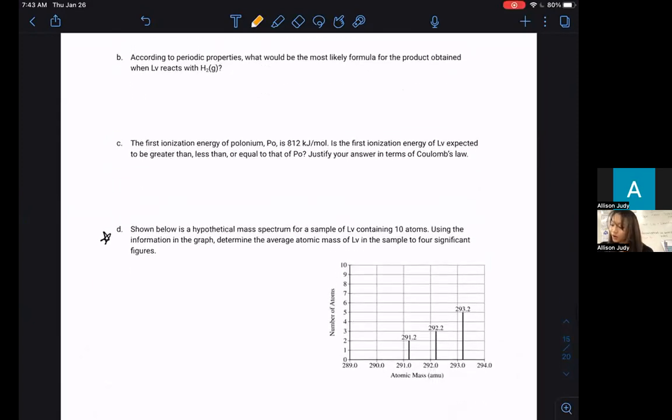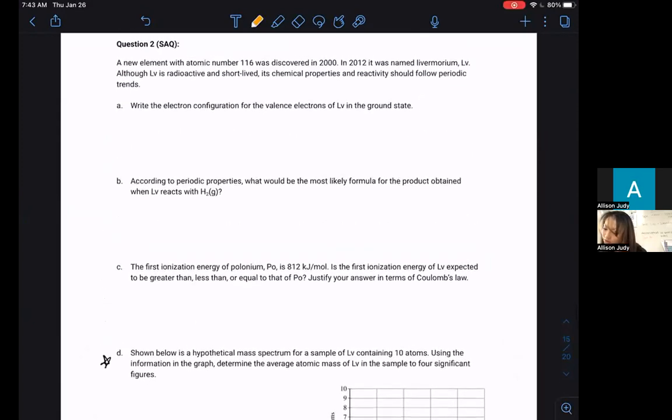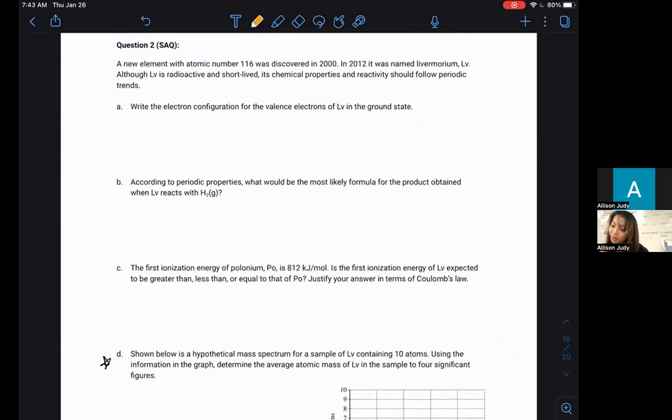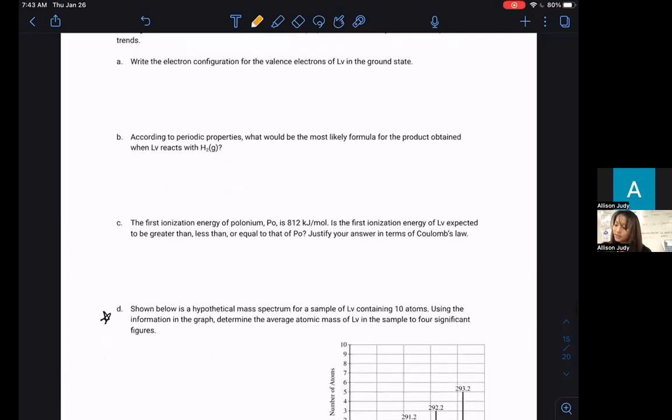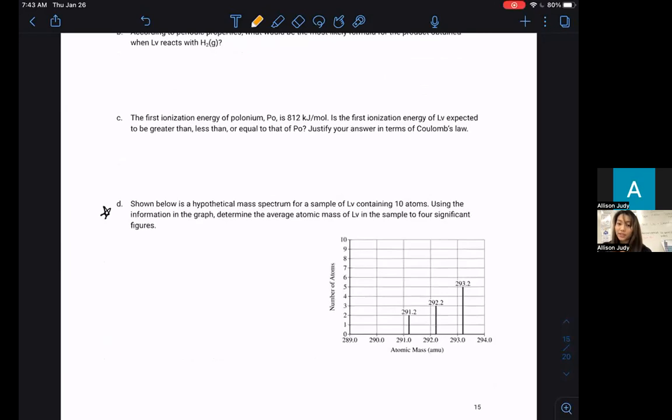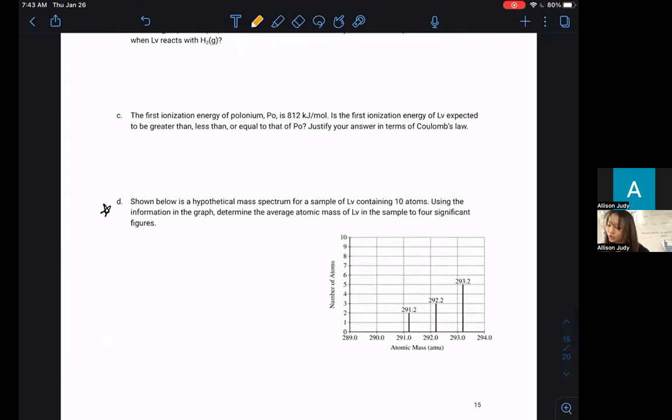So here in question 2, the background is that you have a new element with a specific atomic number of 116. It was named livermorium, Lv, and it's radioactive and short-lived, so it's got a short half-life, and its chemical properties and reactivity should follow periodic trends. That's kind of your background to this question. We're going to skip over A, B, and C, because you're going to learn about periodic trends in the following classes, and we're going to talk about this one.